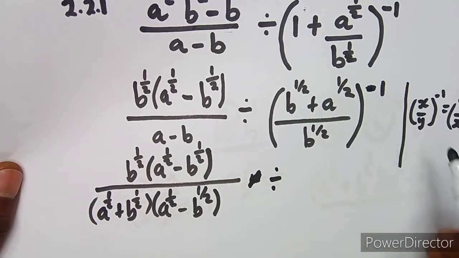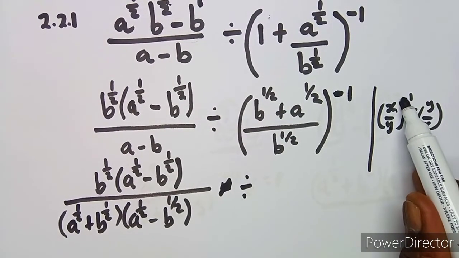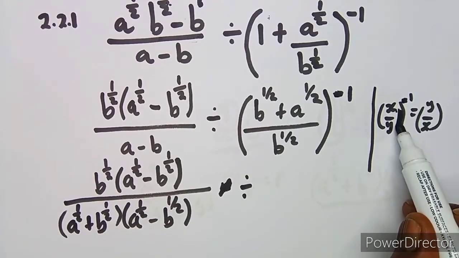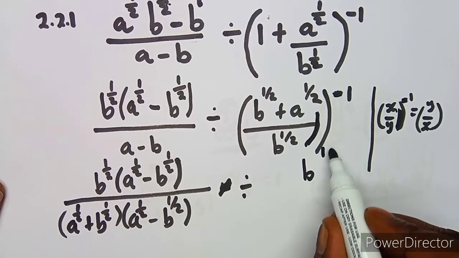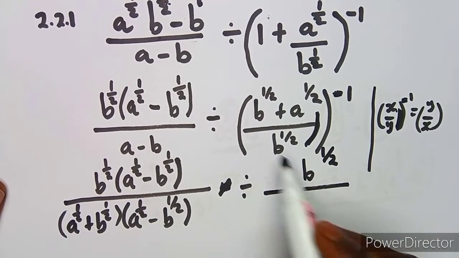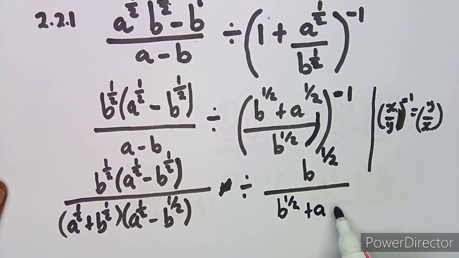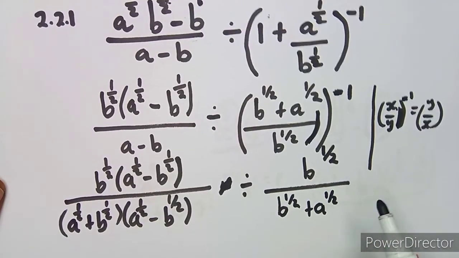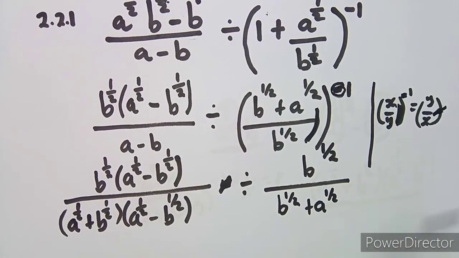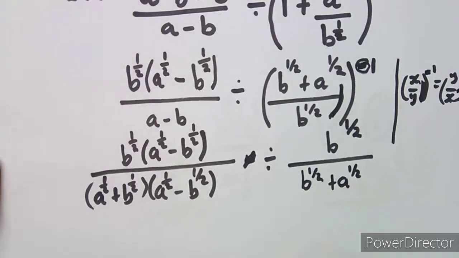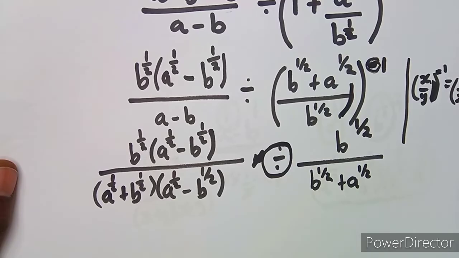Remember what I said about this concept, that if you are given x over y to the exponent of -1, you interchange these two. So it's going to be b to the exponent of half on top over this one below, which is b to the exponent of half plus a to the exponent of half. So you have removed this exponent of -1. It's no longer there. All right, now that's where we can see that we are to introduce multiplication now.